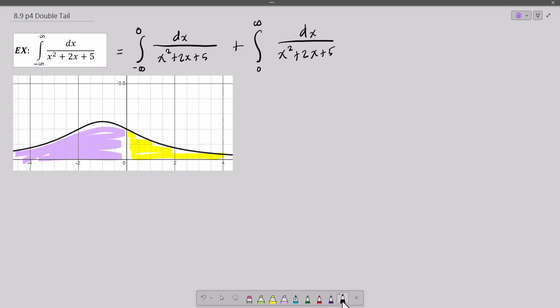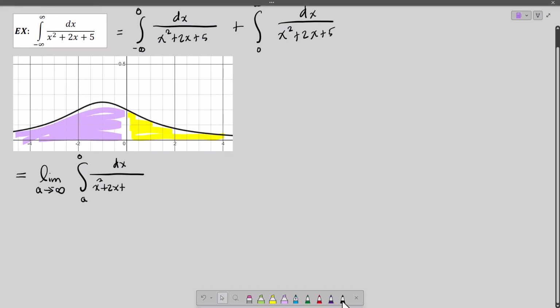Now let's go down here. We have to create a limit for each of these. So we're going to need a limit as a goes to negative infinity. They always will do a to the left. So a going to negative infinity, and this will be the integral from a to 0. Let's write this as a perfect square trinomial. What's the constant have to be for this to be factorable as a perfect square trinomial? Divide by 2 and square, so it's got to be 1. And so we'll pull 1 off from that 5.